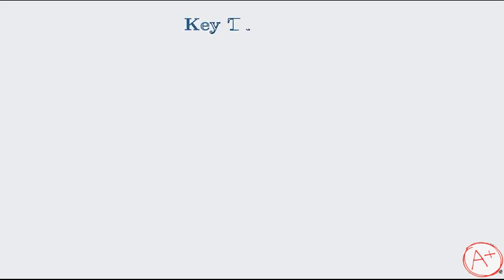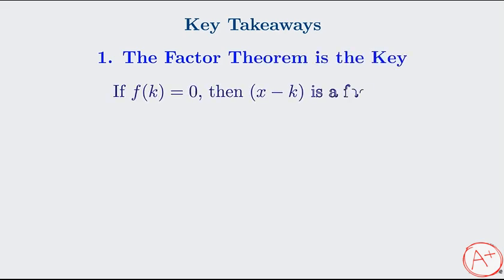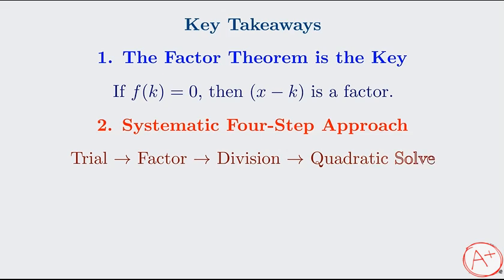To summarize today's lesson on cubic equations, remember that if the polynomial evaluated at a value k equals 0, then x minus k is a guaranteed linear factor of the equation. Always follow the workflow. Find the first root by trial, identify the linear factor, perform algebraic division to reduce the degree, and solve the resulting quadratic.